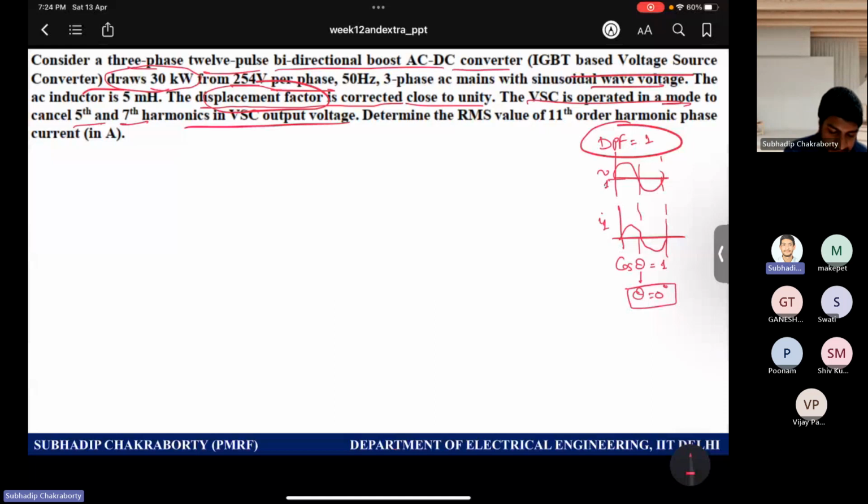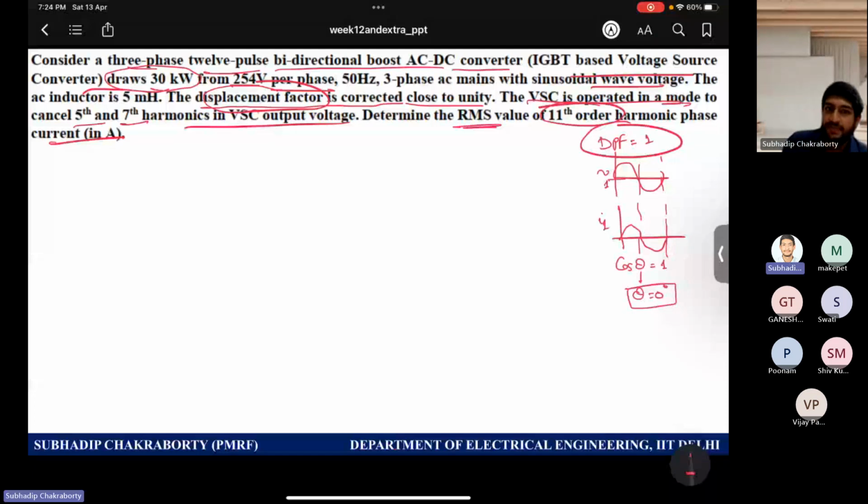So the 5th and 7th harmonic cancellation technique is incorporated in the voltage source converter, so that those voltages will not appear. But what you are asked in the question is to calculate for the 11th, because the 11th will appear, since you are not compensating for it. So harmonic ripples will come in the voltage, and for that, some 11th harmonic currents will also appear.